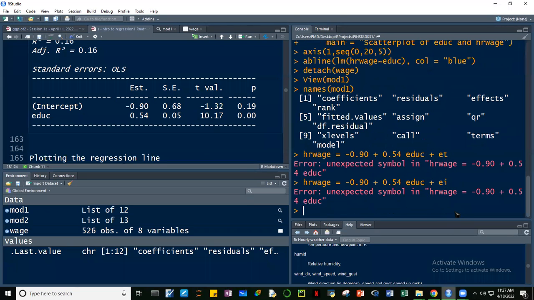Now, yung predicted natin, guys, is actually hourly wage hat, no? May symbol na hat dito. Paglagyan natin ng hat to, ibig sabihin predicted value yun, mawawala na yung epsilon sa P sub I natin, yung error term. Kasi guys, yung hourly wage na hat, this signifies your fitted value, and it's equal to negative 0.9 plus 0.54 times your education.